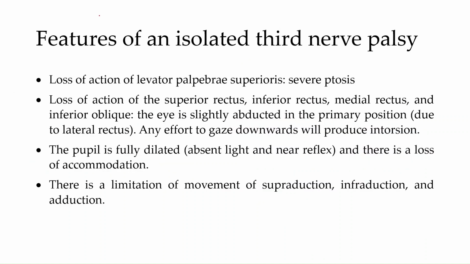So what are the features of an isolated third nerve palsy? Due to the action of levator palpebrae superioris being lost, we have severe ptosis. Due to the loss of action of the superior rectus, inferior rectus, medial rectus and the inferior oblique, the abductors, that is the lateral rectus and the superior oblique, are acting on the eye. As a result, the eye is down and out. This is what we usually describe an eye with oculomotor nerve palsy as: down and out.